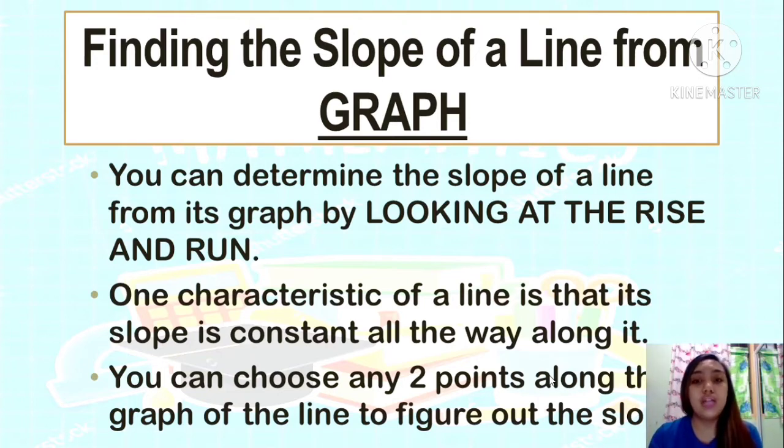One characteristic of a line is that its slope is constant all the way along. So, ang slope, isa lang siya. Consistent siya along the way. Ibig sabihin, kung ano yung binilang mo doon sa una, ganun din ang bilang sa susunod na point para alam natin yung direction ng line. You can choose any 2 points along the graph of the line to figure out the slope. Kahit binigyan kayo ng 2 points, enough na yon para makita natin yung slope ng line.